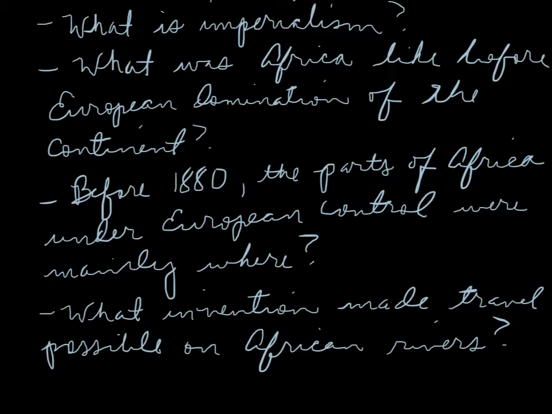Before 1880, the parts of Africa under European control were mainly where? Okay, this is getting at what I mentioned before. I'm looking for along the coast, right? Before the technology to get further inland, if there was a colony, it was along the coast. Then what invention made travel possible on African rivers? Steamboat.